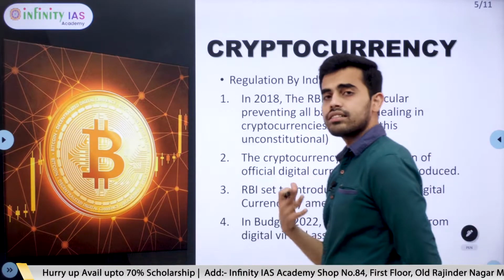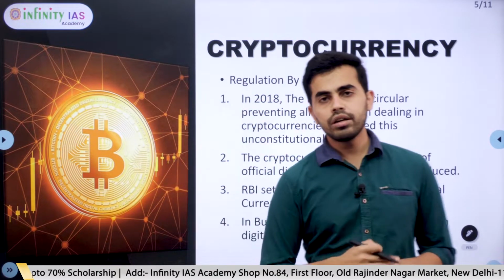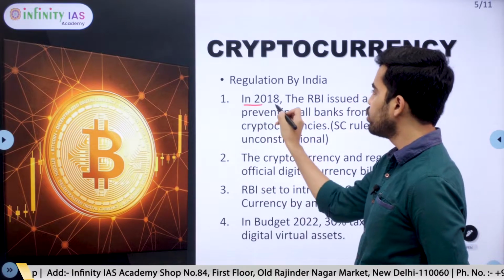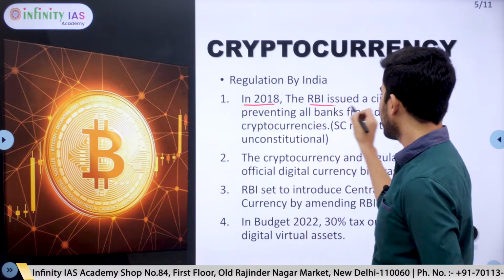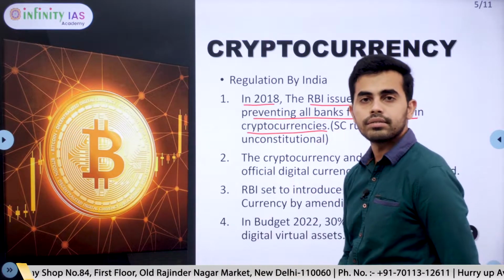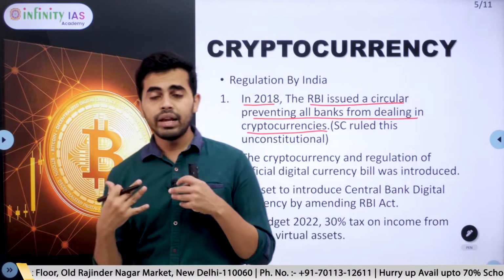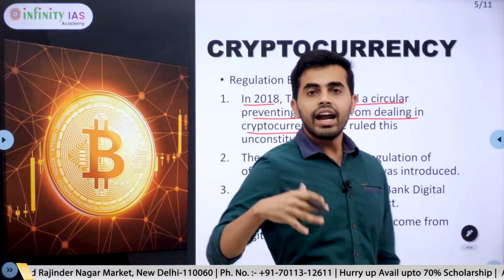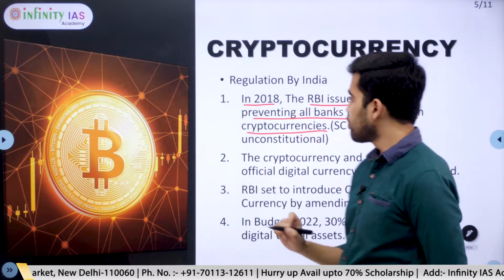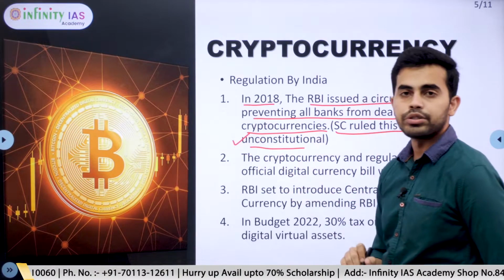Now that we have seen some of the concerns with cryptocurrency, we will see how the government of India tried to regulate cryptocurrency. Initially in 2018, the RBI issued a circular preventing all banks from dealing in cryptocurrencies. So the government of India and RBI had seen that there are many challenges with cryptocurrency and tried banning the use of cryptocurrency as such in India. But the Supreme Court has ruled this unconstitutional.